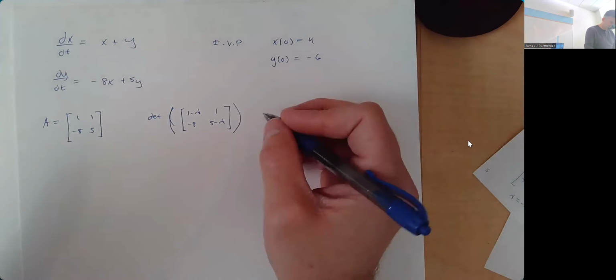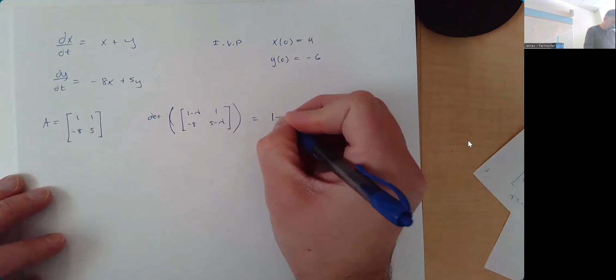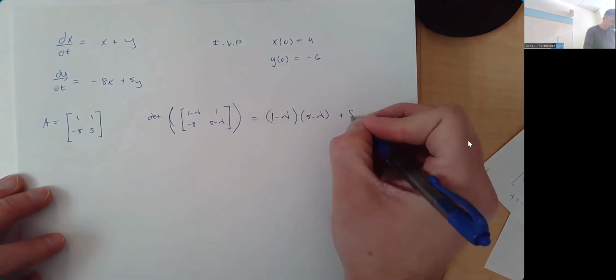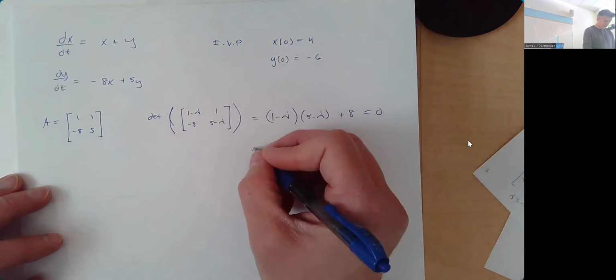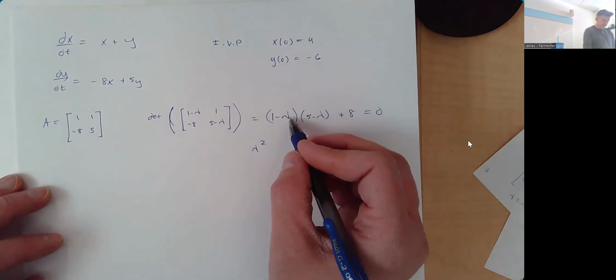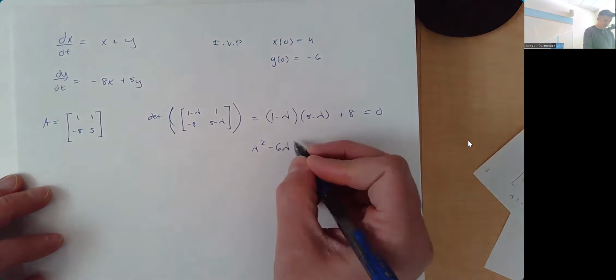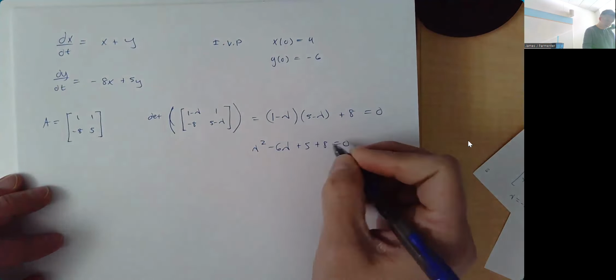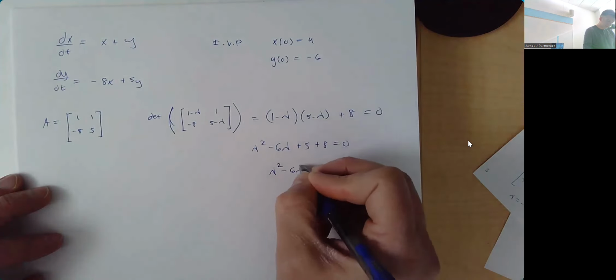So we actually have to do the work. It's going to be 1 minus lambda times 5 minus lambda minus negative 8 equal to 0. That's going to be lambda squared minus 5 lambda minus lambda is minus 6 lambda plus 5. Ooh, we're not moving around enough in here. Plus 8 equals 0. So lambda squared minus 6 lambda plus 13.